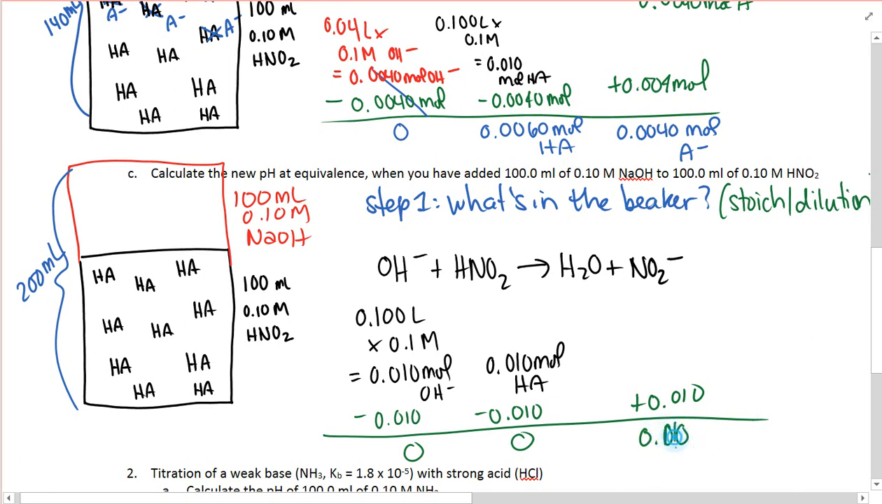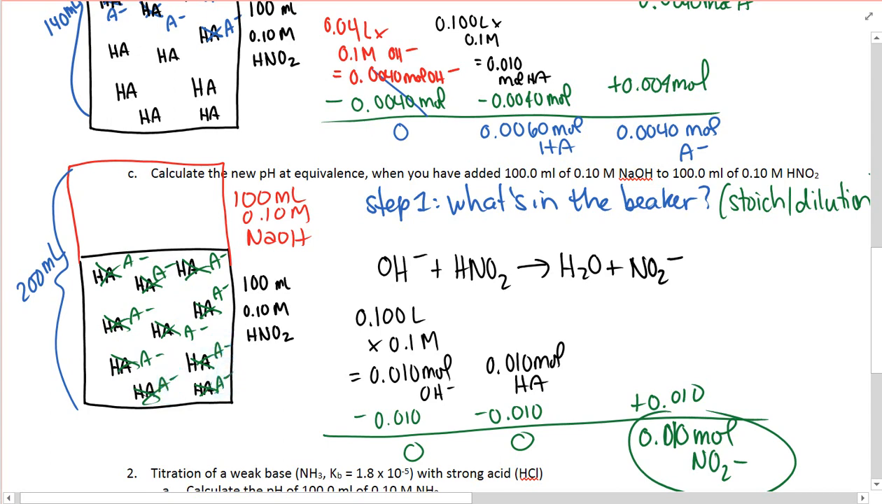Whoops, there must be a 0 there. Okay, so I have 0.010 moles of A minus. That's my NO2 minus ion. So all of my acid has been turned into the conjugate base. I won't rewrite all of these, but you get the idea. These have all been used up. All you have in the beaker is the conjugate base.